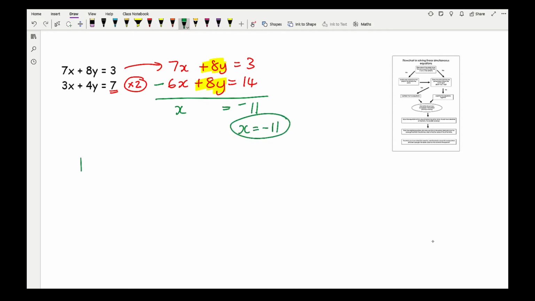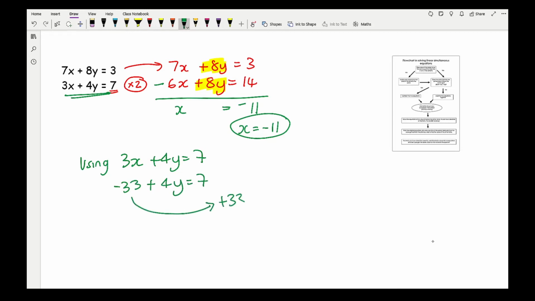So then picking one of the equations, out of the two, which one looks probably easiest? Well, the smallest numbers is probably the easiest. So using 3x plus 4y equals 7. Well, I know that x equals minus 11. So here I'm going to have minus 33 plus 4y equals 7. So what I then need to do is add 33. So then I've got 4y equals 40. And so therefore y equals 10. So my final answer is x equals minus 11 and y equals 10.